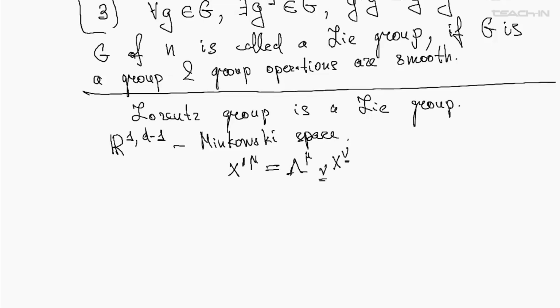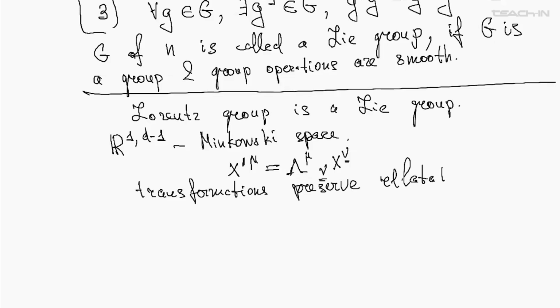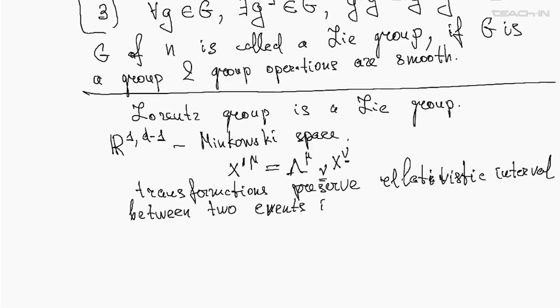And these linear transformations of Minkowski space are such that they preserve the relativistic interval between 2 events in this Minkowski R^{1,d-1} space.